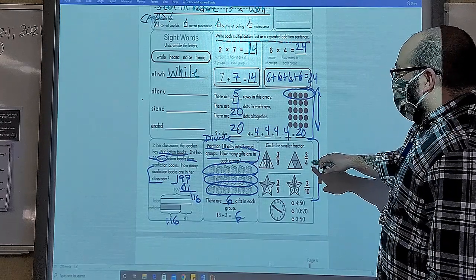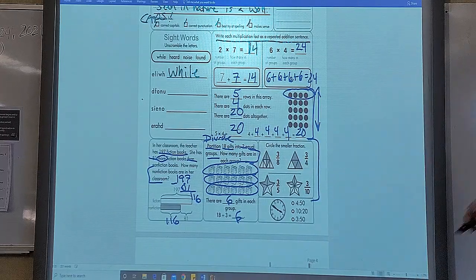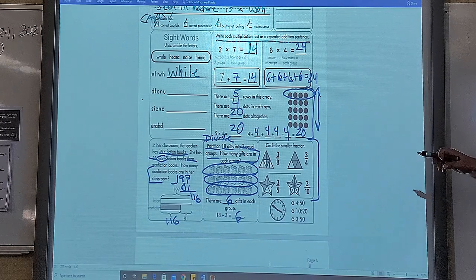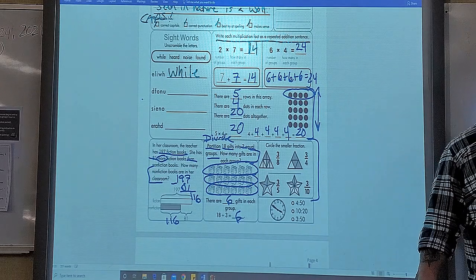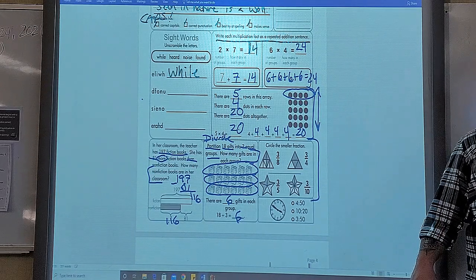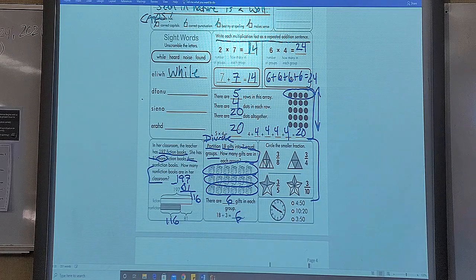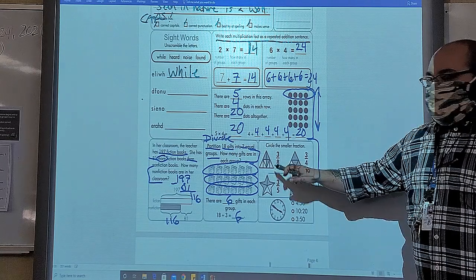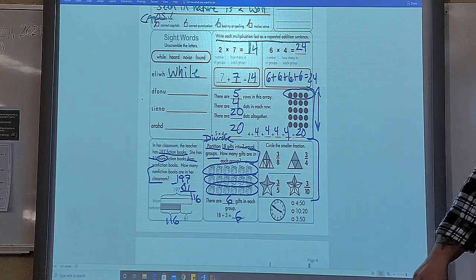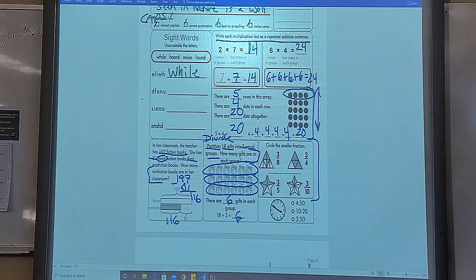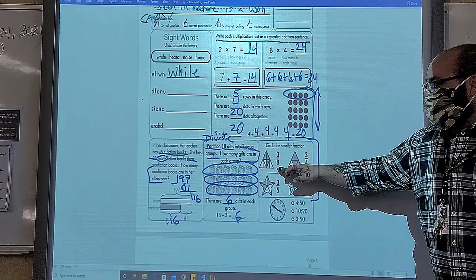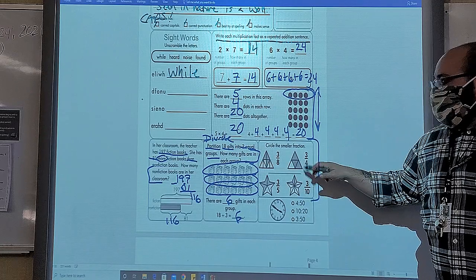Circle the smaller fraction. Which one of these is the smaller fraction? 3/8 or 3/4? Which one is the smaller fraction? 3/4? Nope, it's not 3/4, guys. And I don't know if you can see the shading on your paper. I can. Yeah, the shading did show up. It's not 3/4. Even look at what it looks like. Doesn't it look like this one is smaller? Look at what shade it is.